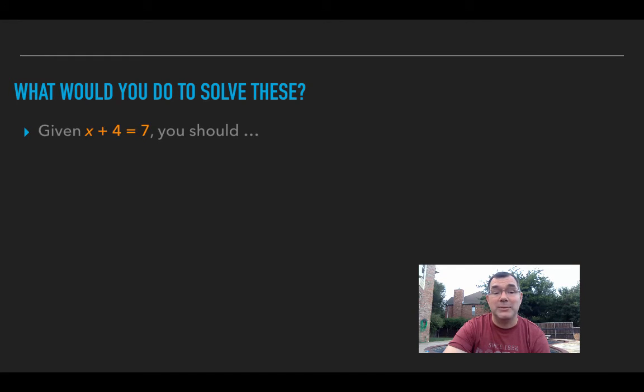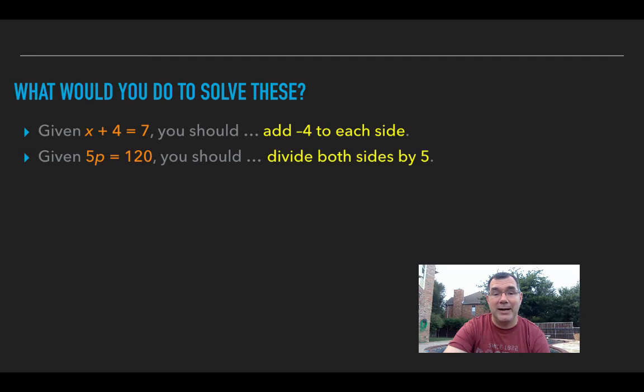Okay, so if I was given x plus 4 equals 7, what should I do? Well, I have a plus 4 that's on the same side as the x. And what's the opposite of adding 4? Adding negative 4 or subtracting 4. You could also subtract 4. It means the same thing. If you're given 5p equals 120, well, p right now is being multiplied by 5. And what's the opposite of multiplying by 5? Dividing by 5, so we're going to divide both sides by 5.